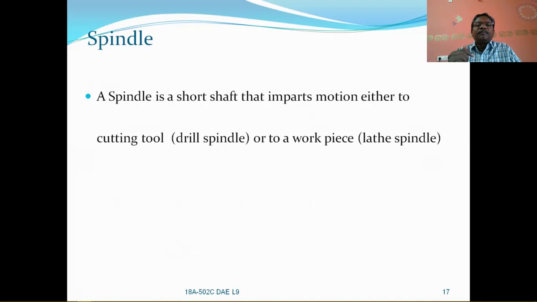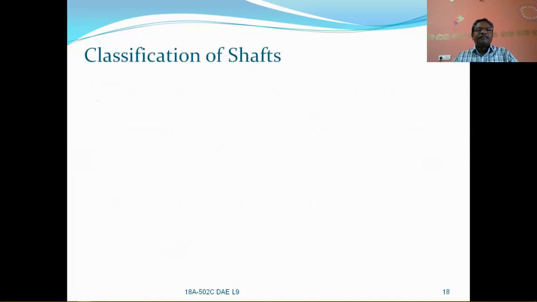Whereas in the case of a lathe machine, the spindle is used to hold the workpiece, and that will rotate along with the spindle. It is also a rotating element, but it is very short, and it imparts the motion to either the cutting tool or the workpiece. So right, and here you can see the difference between shaft, axle, and the spindle.